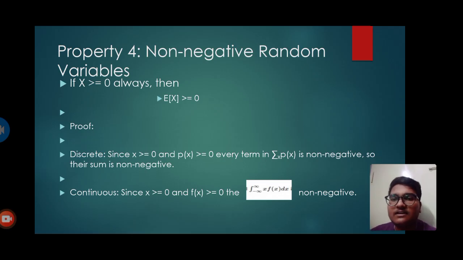In the discrete case, the summation of x into p of x is non-negative, so their sum is also non-negative. And in the continuous case, as x is greater than or equal to 0 and the function f of x is always greater than or equal to 0, the integration value will also be non-negative.